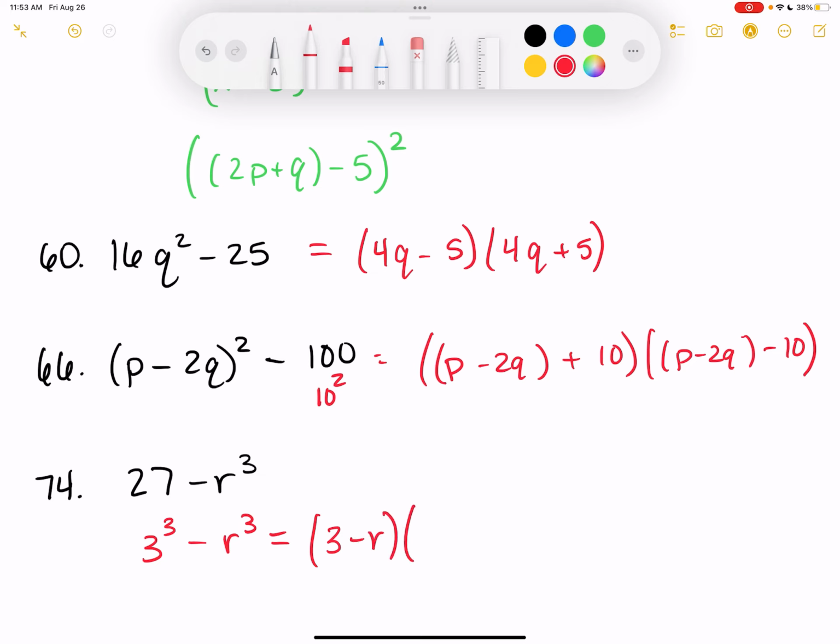First term squared: 9. Opposite sign: plus r. Plus the first term times the second term: 3r. Always positive. Last term squared. Always positive. We did this with a different one too.